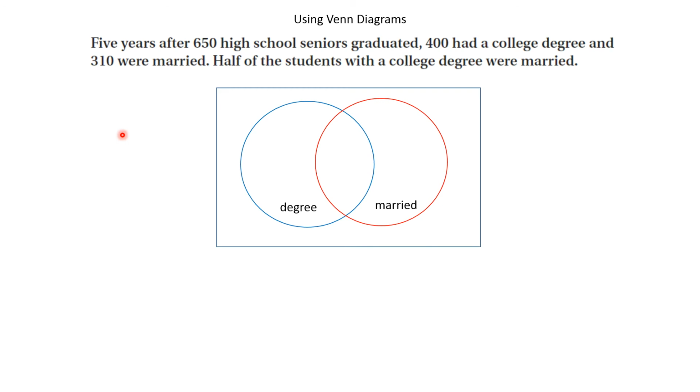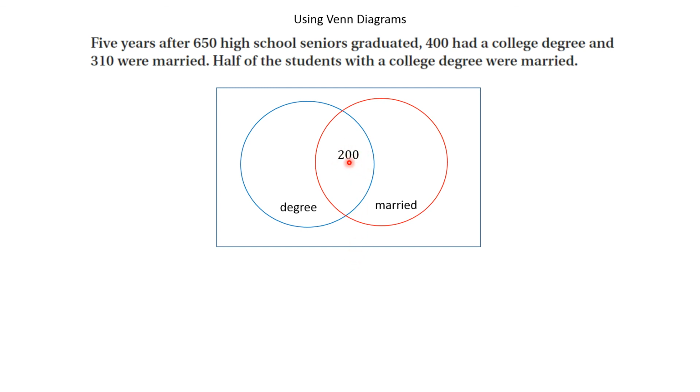Now we can start filling in what we know. I would recommend starting with the center. That is the biggest. If you start there, your chances of success in this problem go up significantly. So we want to know how many had both a college degree and were married. Well, we know that half the students with a college degree were married. So how many of them had a college degree? 400. Half of that is 200 goes in here.